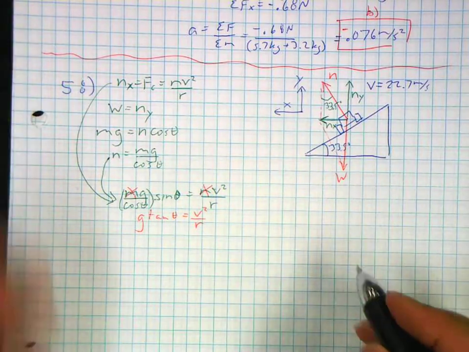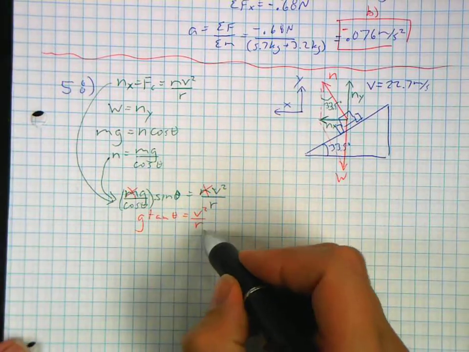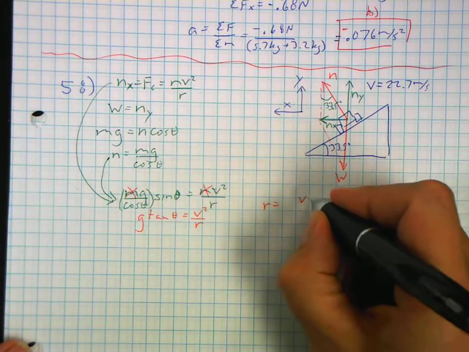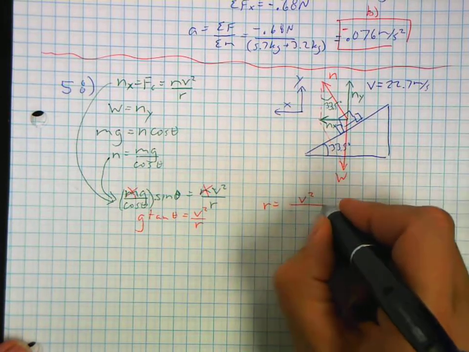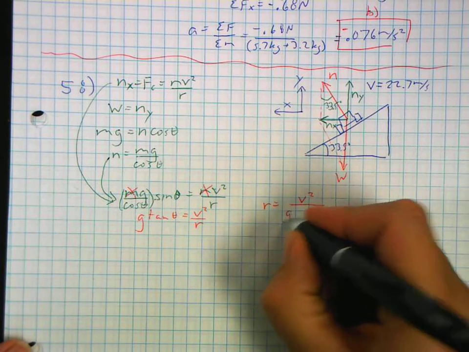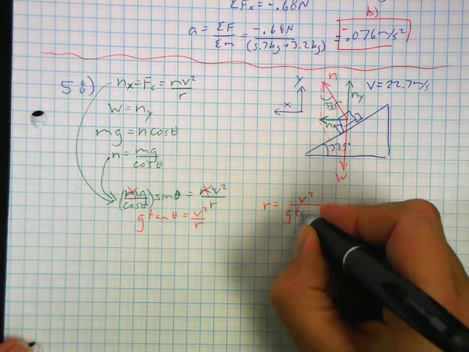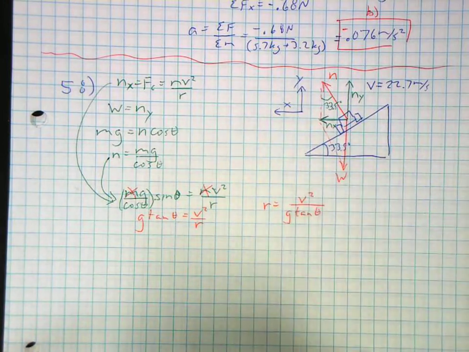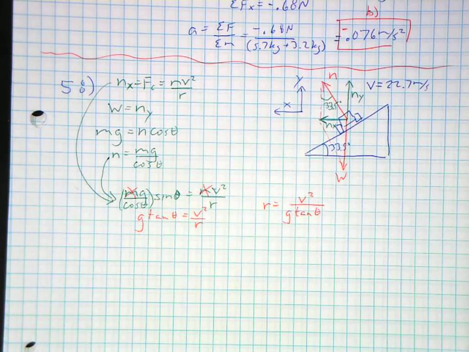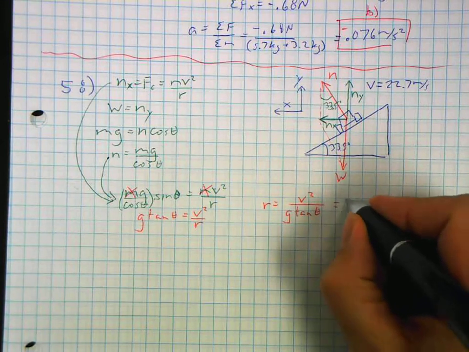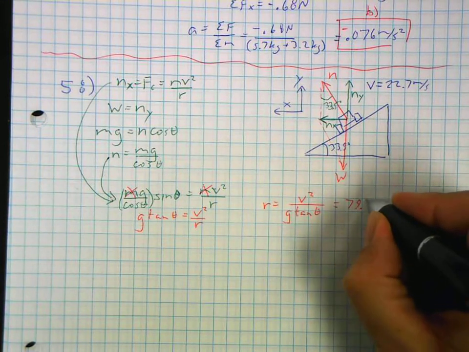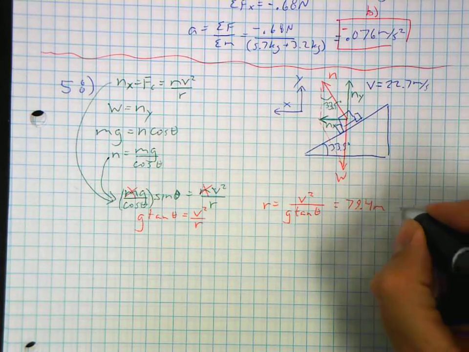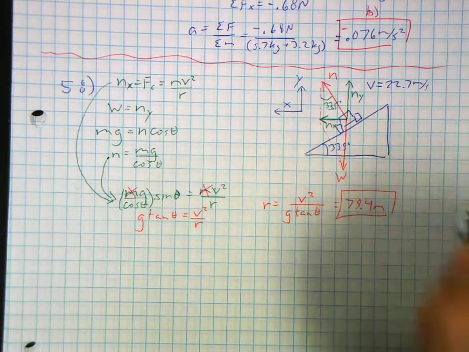We are trying to solve for r. R is going to go up here. This stuff's going to go down there. We end up with a formula of r is equal to v squared, which we have, divided by g, which we know, multiplied by the tangent of theta, which we know. This is going to give us a final answer. That final answer, after we plug in the values, ends up being 79.4 meters. Okay, and that is it.